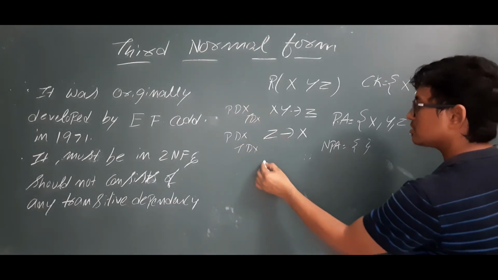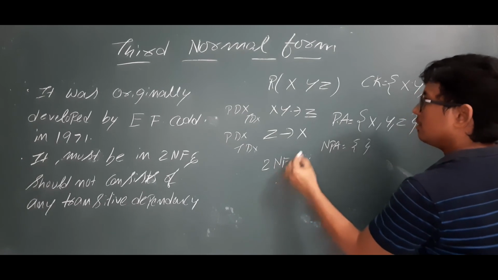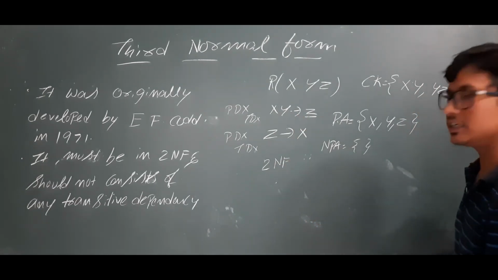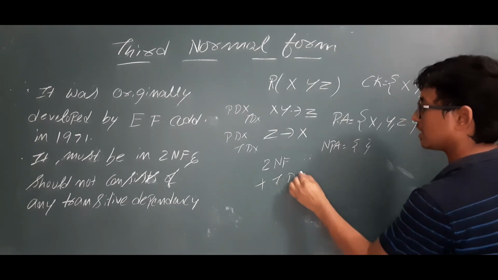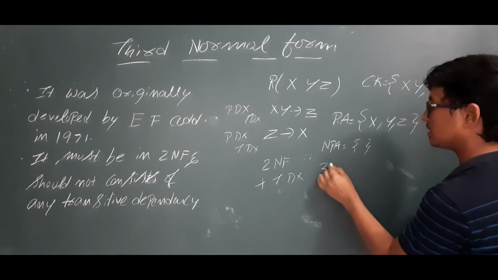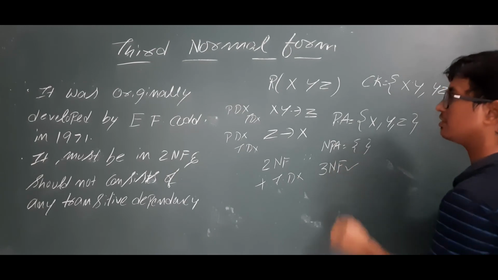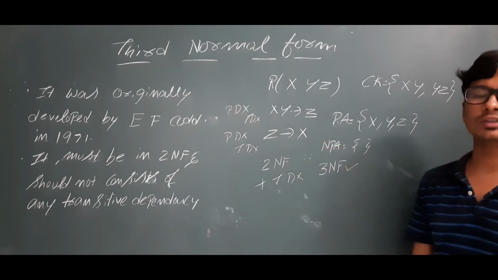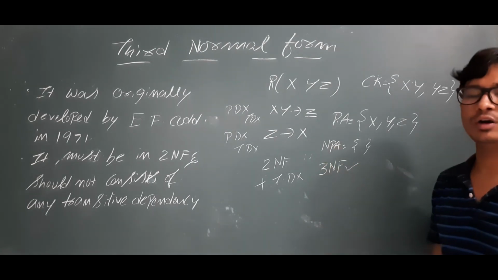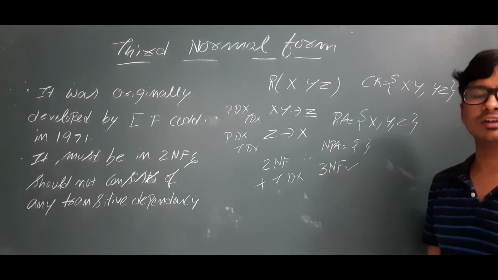As it does not consist of partial dependencies, I can say that it is in 2NF. And it does not consist of transitive dependencies, so I can say that it is in 3NF. So I hope you have understood the introduction to 3NF and the example of how to check whether a relation is in 3NF or not.